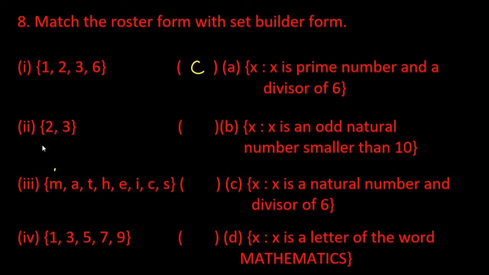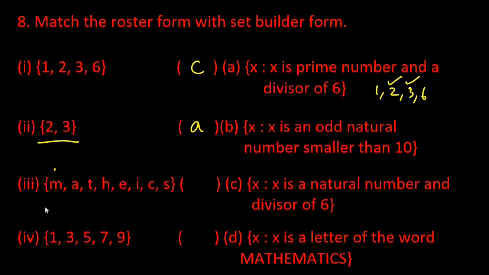Second one, 2, 3. Looking at them, we know they are prime numbers. First one is here A. A is x is a prime number and a divisor of 6. So the divisors of 6 are 1, 2, 3, 6. But they should be prime numbers. So 2, 3. This is for 2. Answer is A. We match 2 with A.